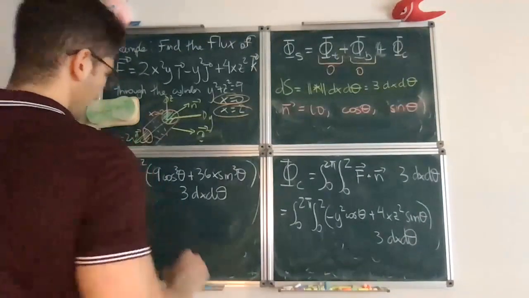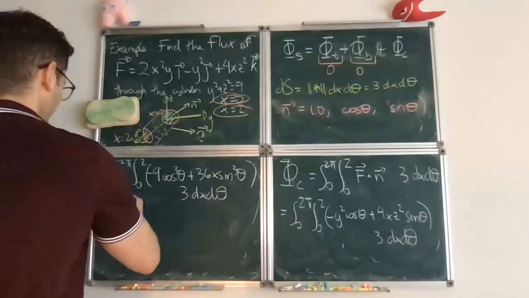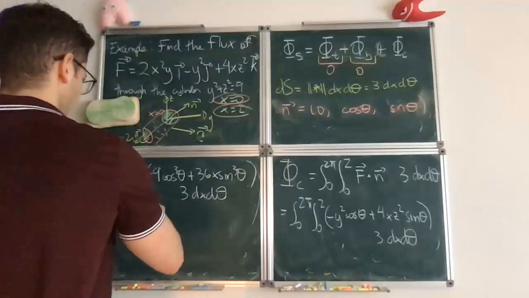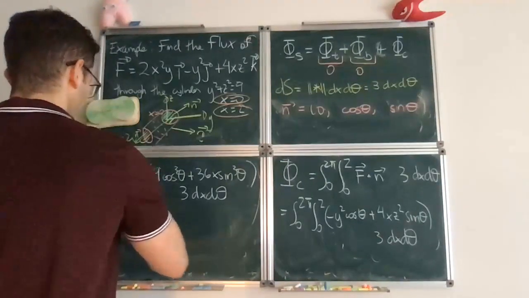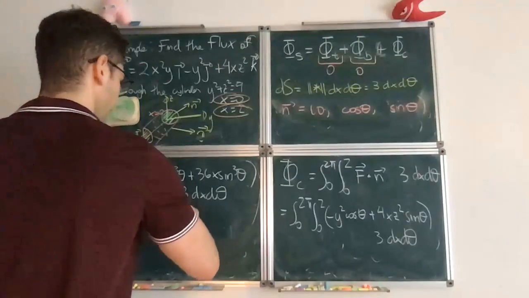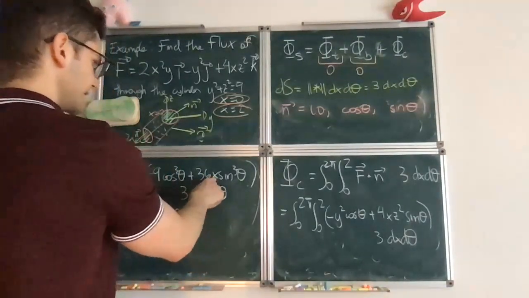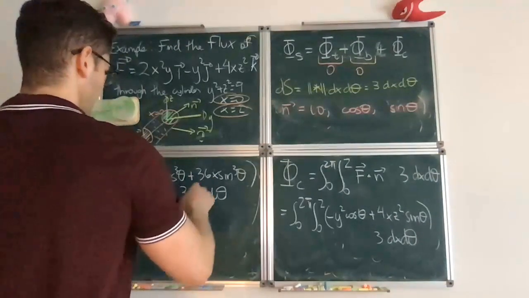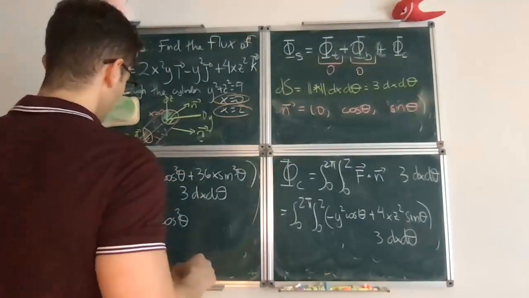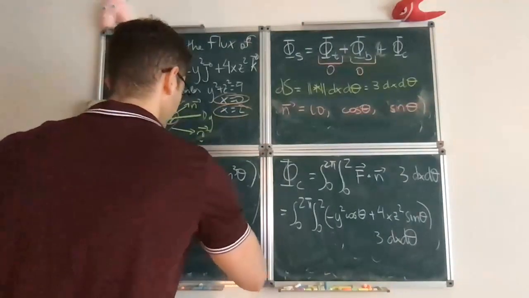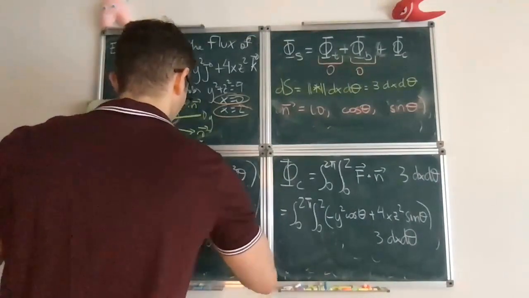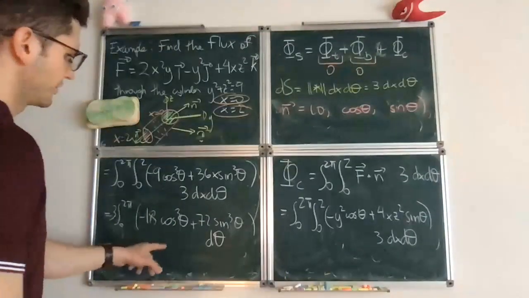Okay, good. So when you integrate from 0 to 2 pi, this just becomes 3 times the integral from 0 to 2 pi of negative 18 cosine cube of theta, plus when you integrate x, you get x squared over 2, evaluated at 2 and 0, that gives you just 2, so you get plus 72 sine cube of theta d theta.